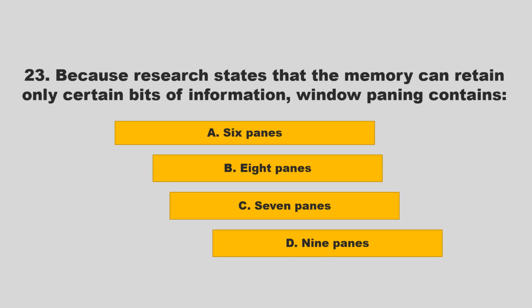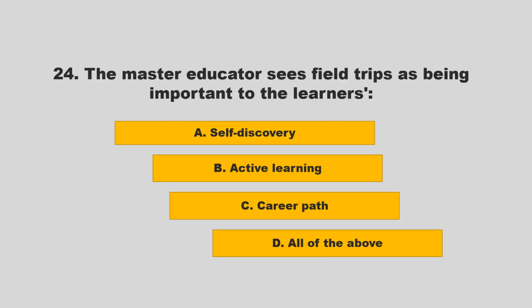Because research states that the memory can retain only certain bits of information, window painting contains 6 panes, 8 panes, 7 panes, 9 panes. If you chose D, 9 panes, you are correct.